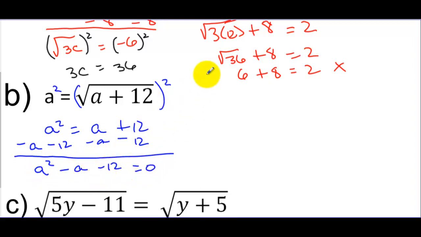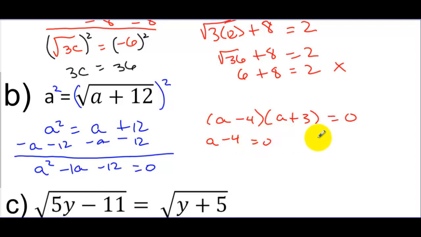So if you remember what we said for factoring, we had to find numbers that multiplied to negative 12 and added up to, in this case, the negative 1 that's in the middle. And those numbers are going to be negative 4 and positive 3. So I'm going to say this really factors into a minus 4 and a plus 3, and that equals 0. So we said set each of those equal to 0. A minus 4 equals 0, or a plus 3 equals 0.